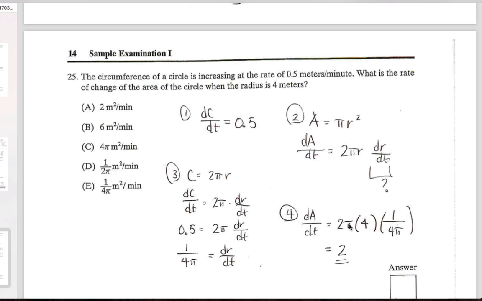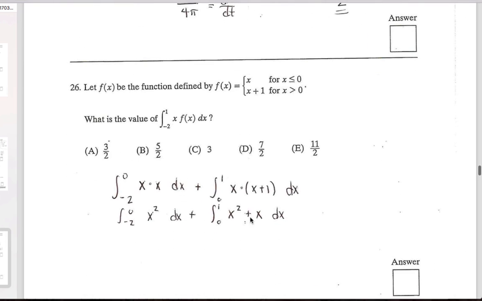So now I can go back to my dA dt equation. 2 pi, my r was 4, my dr dt was 1 over 4 pi. The 4 cancels out with the 4, the pi cancels out with the pi, and I'm just left with 2 meters squared per minute as my answer. Number 26 is a piecewise function definition for f.